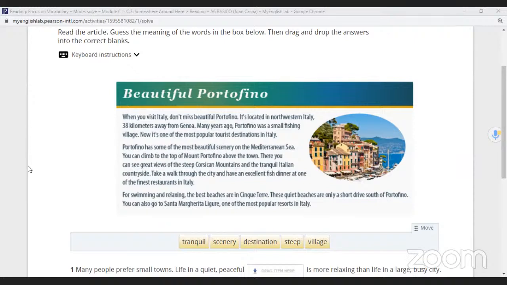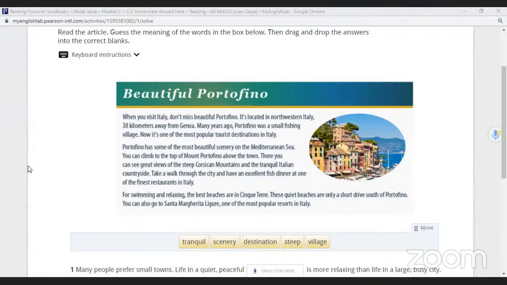Portofino has some of the most beautiful scenery on the Mediterranean Sea. You can climb to the top of Mount Portofino above the town. There you can see great views of the steppes, Corsican mountains, and the tranquil Italian countryside. Take a walk through the city and have an excellent fish dinner in one of the finest restaurants in Italy.